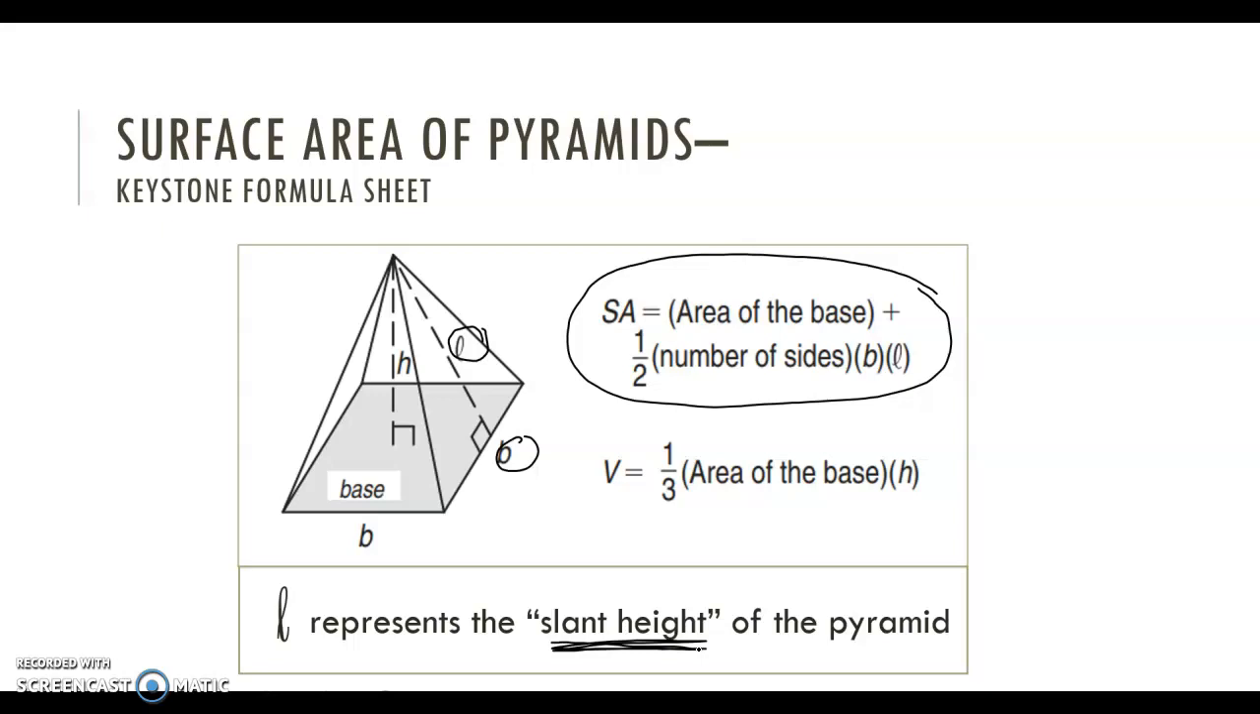So don't get this slant height confused with the regular height. The regular height is going to start at the top of the pyramid and then go to the middle of the pyramid and make a right angle, whereas the slant height is going to start at the top of the pyramid and go down to one of the sides and make a right angle. As we go through the examples, I'll try to point out when we have a regular height versus when we have a slant height.